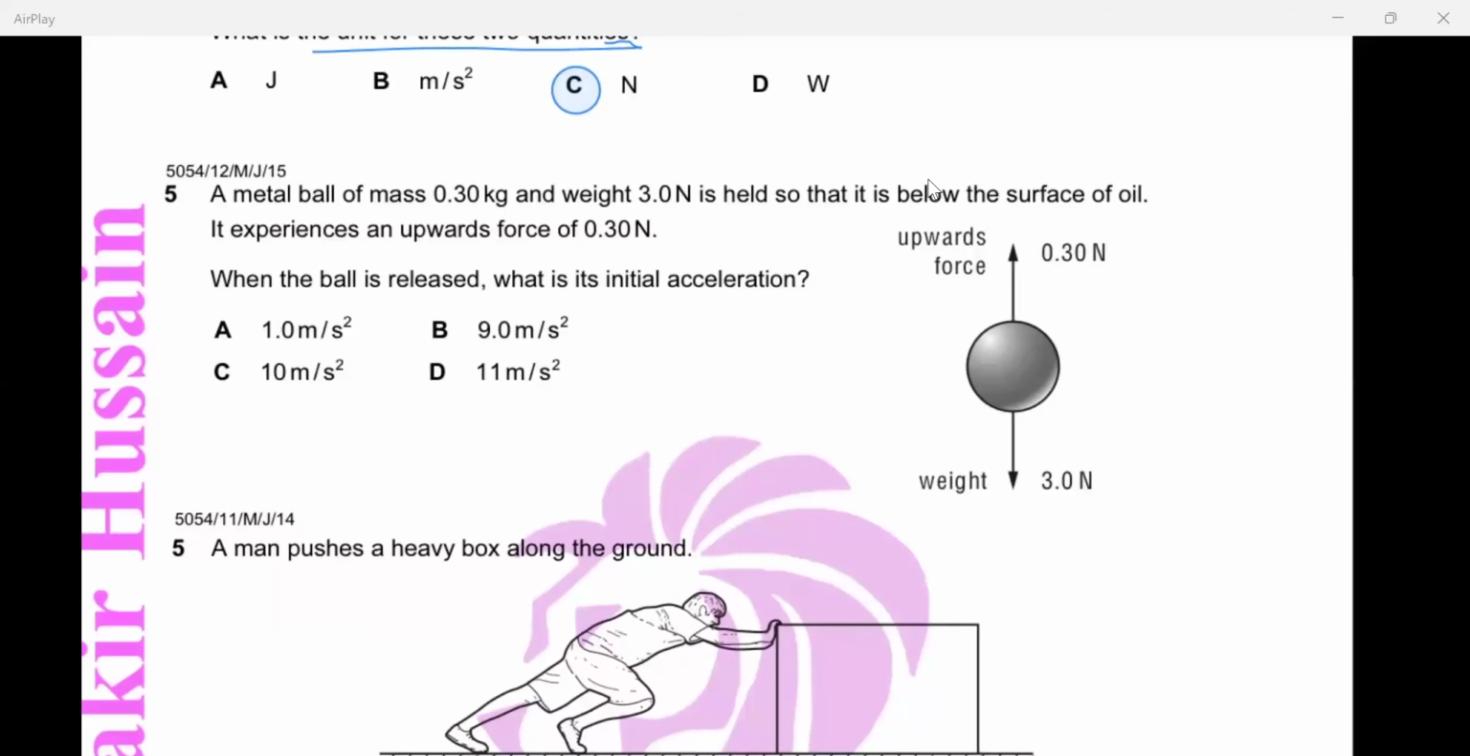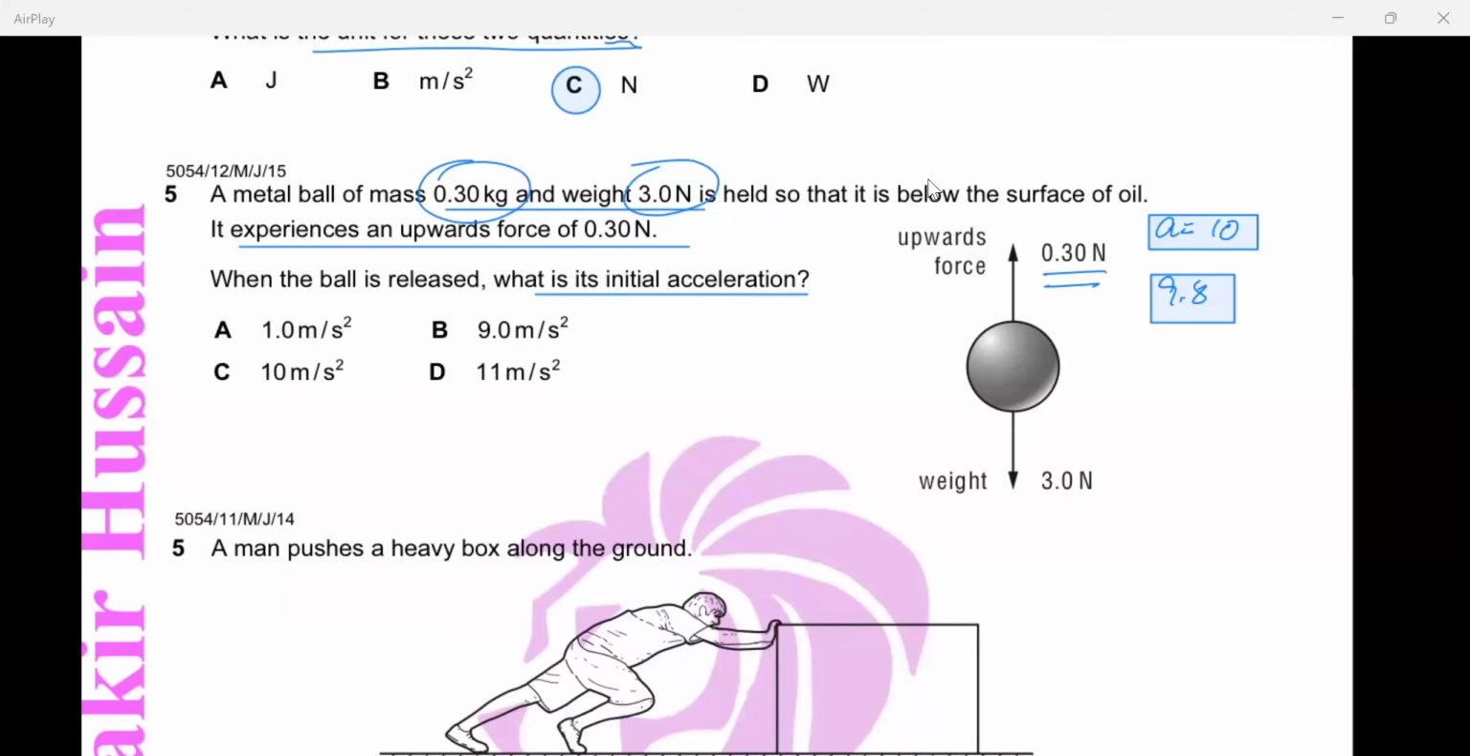All right. A metal ball of mass 0.3 kg and weight 3 newtons is held so that it is below the surface of the oil. It experiences an upward force of 0.3 newtons. When the ball is released, what is the initial acceleration? Initial acceleration is the acceleration of free fall. That's 10 in the previous syllabus and 9.8 in the new syllabus. Initial acceleration क्या होगी बेटा? Acceleration of free fall, gravitational acceleration. So 10.